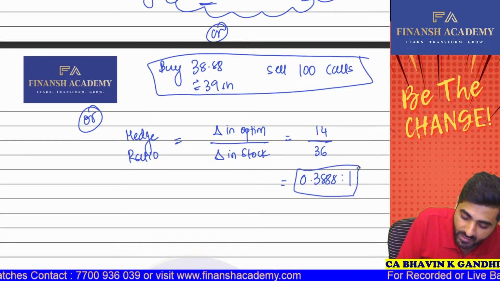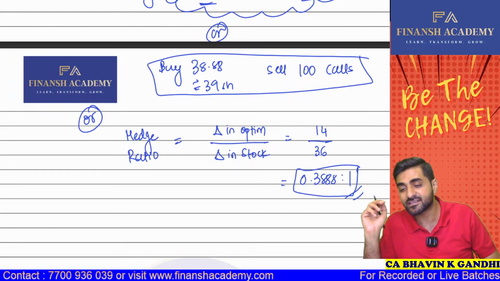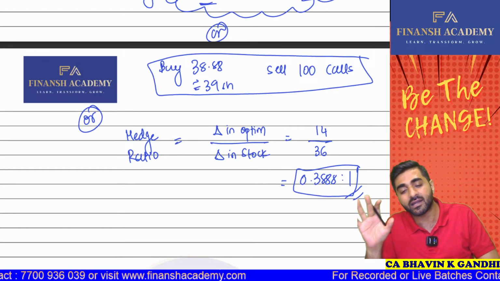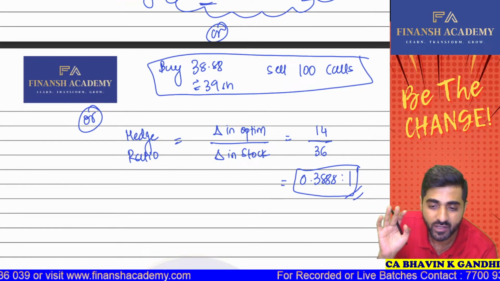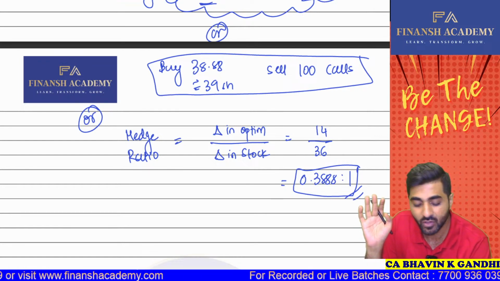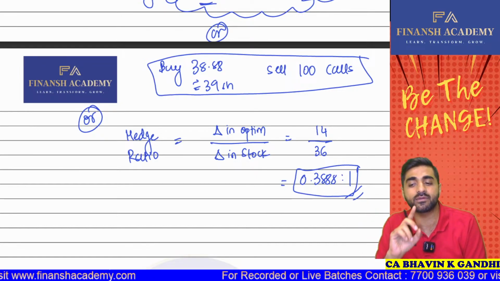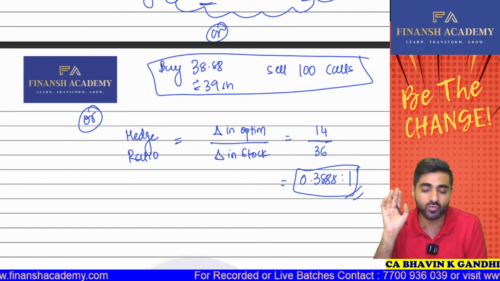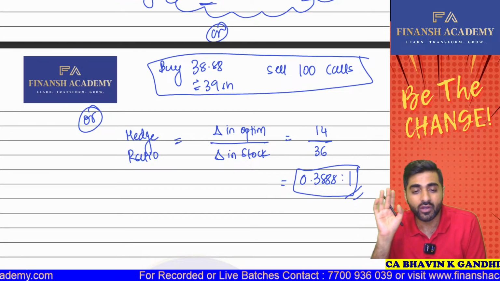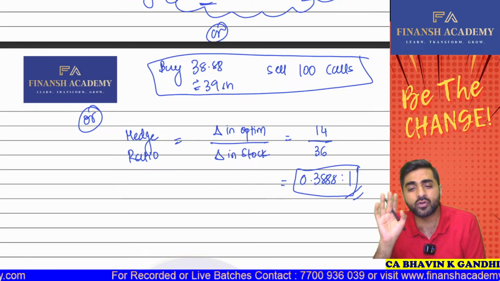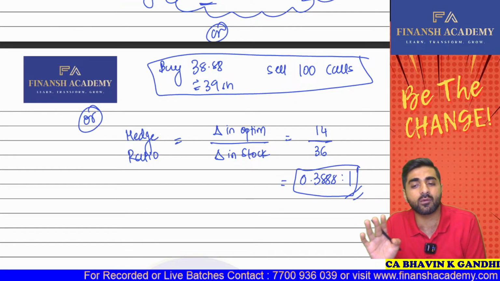this will give me the same 0.3388 is to 1. I hope you are trying to understand this. So this will be nothing but your call option. You can do it like this. For every one share, it's going to be 0.3888 is to 1. Clear, my dear students? So is this going to be your hedge ratio? Come on, yes or no?